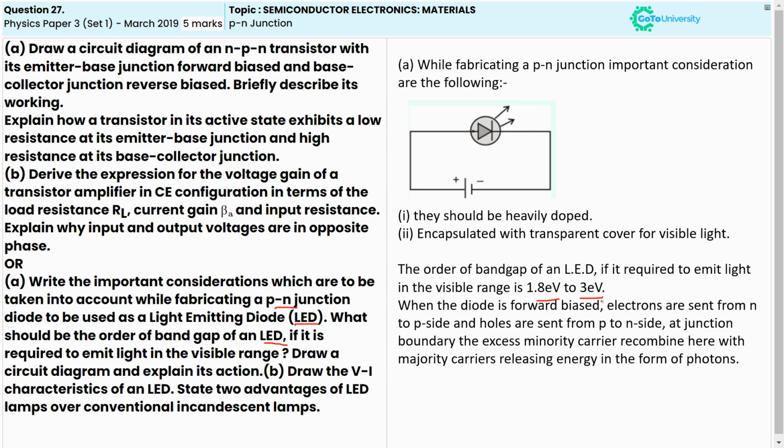When the diode is forward biased, electrons are sent from the N to the P side and holes are sent from the P to the N side. At the junction boundary, the excess minority carriers recombine with majority carriers, releasing energy in the form of photons.